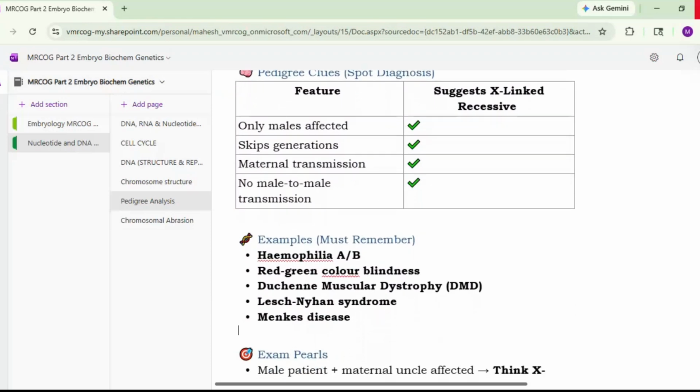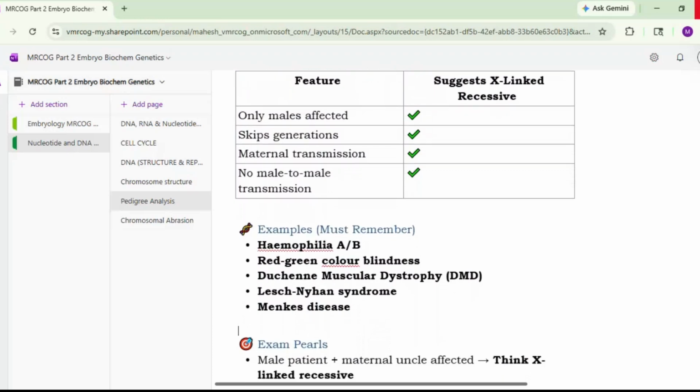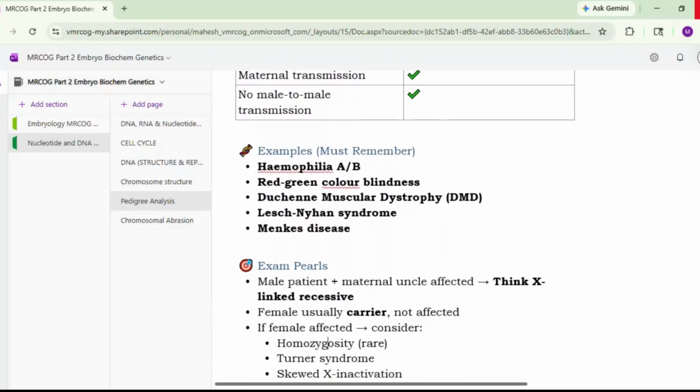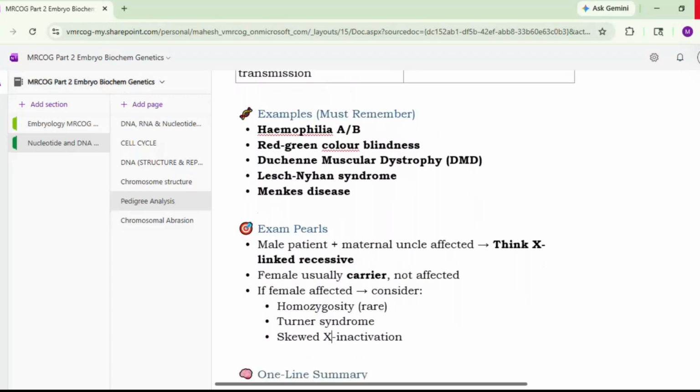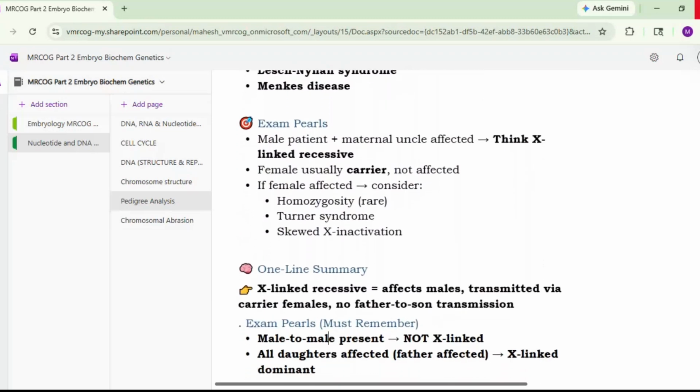Examples of X-linked recessive are hemophilia A, hemophilia B, red-green color blindness, Duchenne muscular dystrophy, that is DMD, and Lesch-Nyhan syndrome, which we have also seen in detail. Then Menkes disease. So these are the X-linked recessive disorders. If a male patient and a maternal uncle are affected, that means the mother is a carrier; think of X-linked recessive. Females are usually carriers, not affected. If a female is affected, consider homozygosity, which is rare, then Turner syndrome or skewed X inactivation. So with X inactivation, somewhere there is an issue.